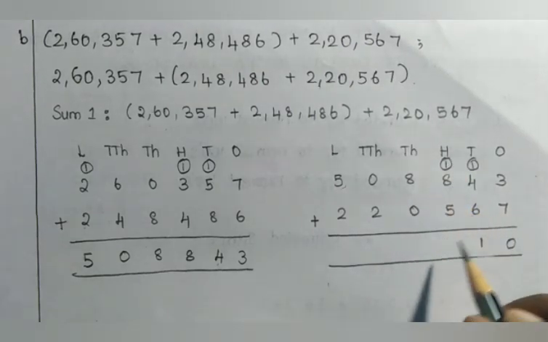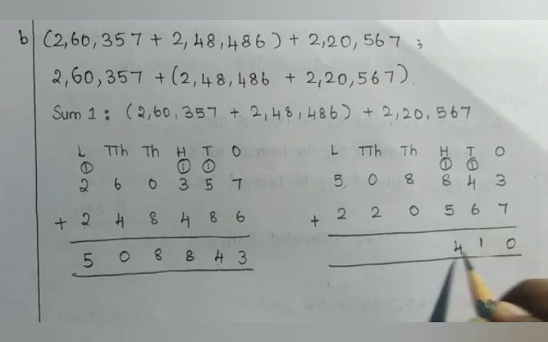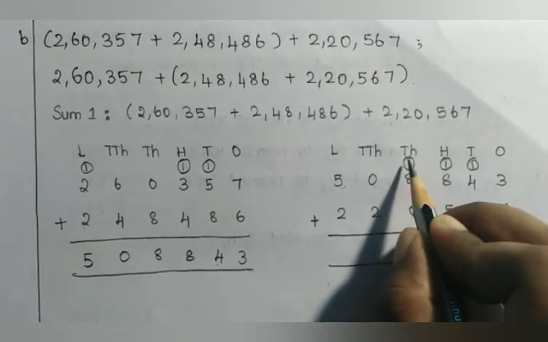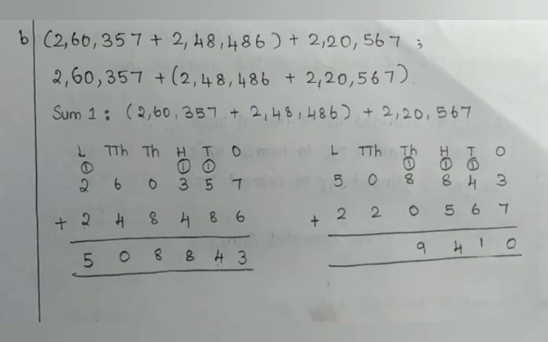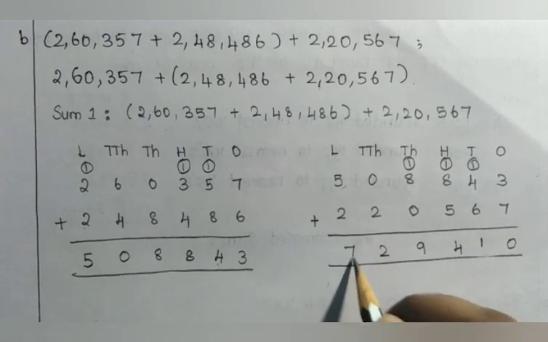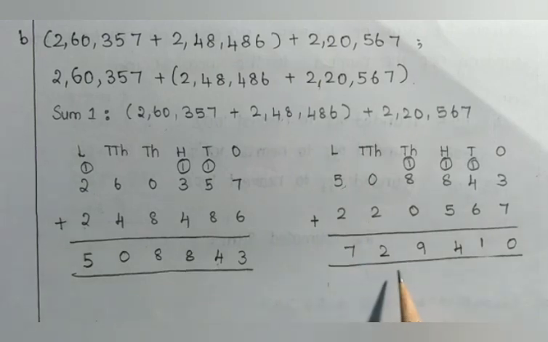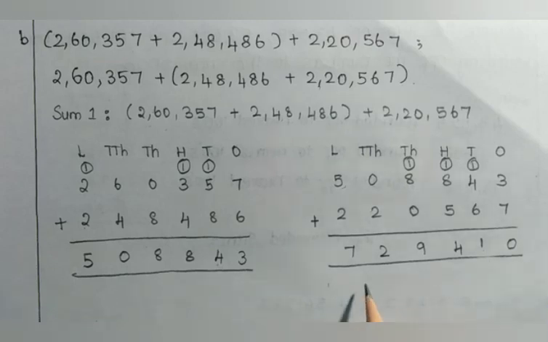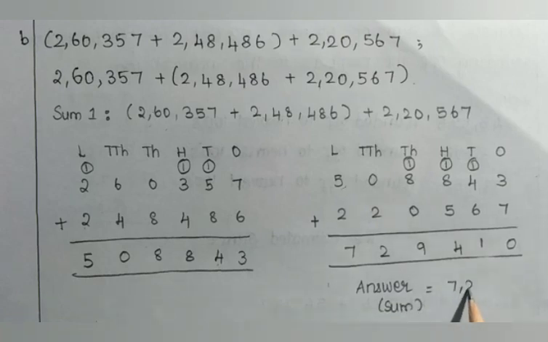8 plus 5, 13 plus 1, 14. 1 to the carryover. 8 plus 0, 8 plus 1, 9. 0 plus 2, 2. 5 plus 2, 7. So the answer is 7,29,410. Let us write that. That is the sum is equal to 7,29,410.